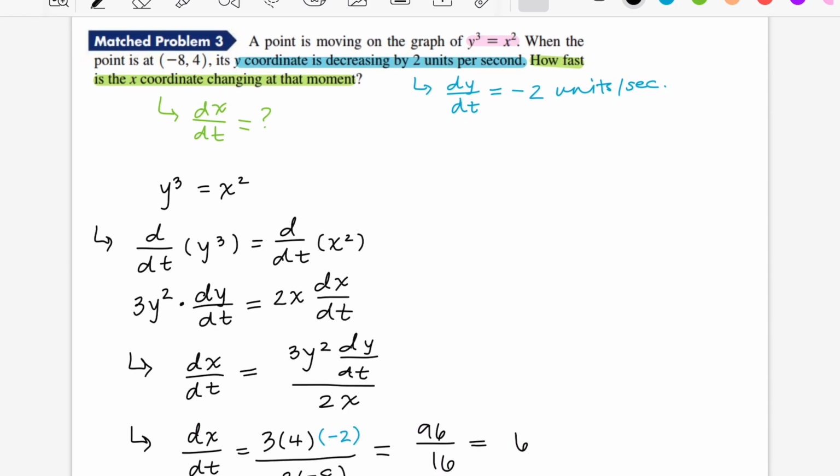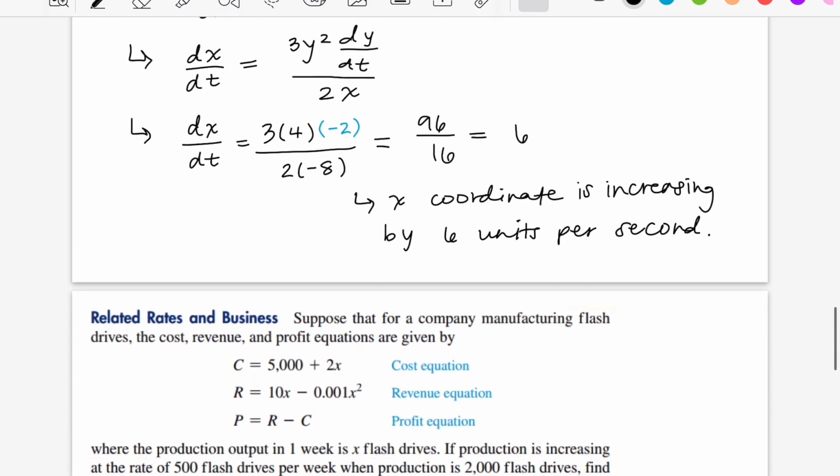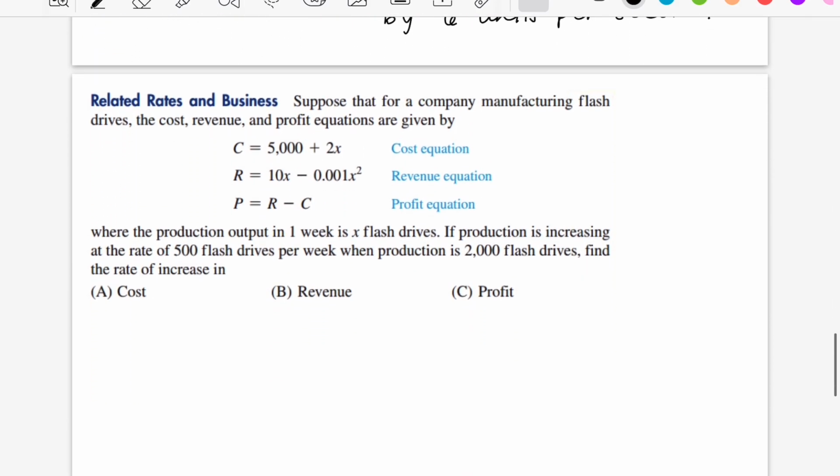All right, and then the last thing we're going to look at is this problem here. So we're going to look at related rates and how it's related to business. Suppose that for a company manufacturing flash drives, the cost, revenue, and profit equations are given by these guys here. And we're told that the production output in 1 week is x amount of flash drives, and if the production is increasing at the rate of 500 flash drives per week, when production is 2,000 flash drives, we want to find the rate of increase in the cost, the revenue, and the profit.